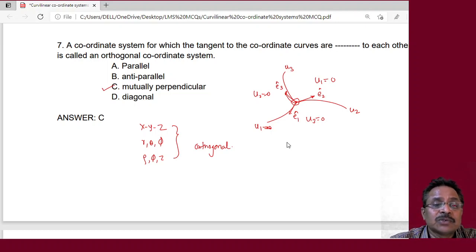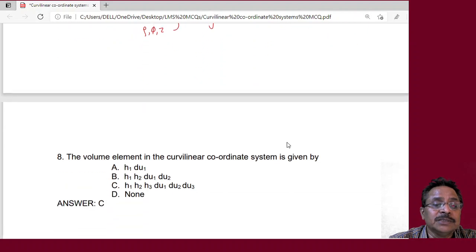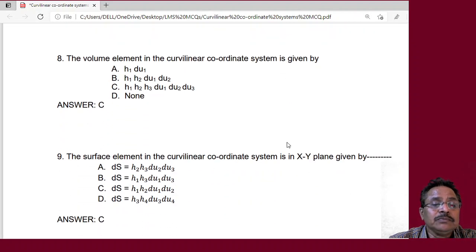This concept of orthogonality can be understood very easily once we discuss all these coordinate systems. Now the next question; these are the geometrical elements as we have seen earlier. Question number 8: the volume element in the curvilinear coordinate system is given by.